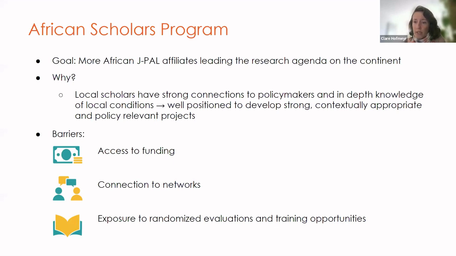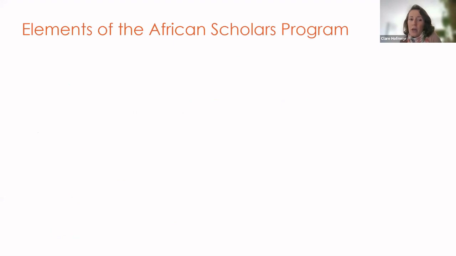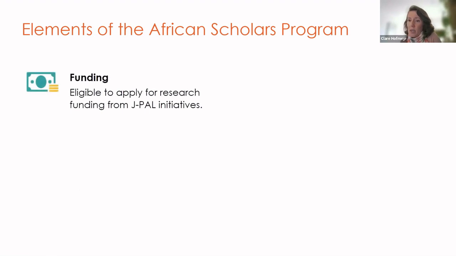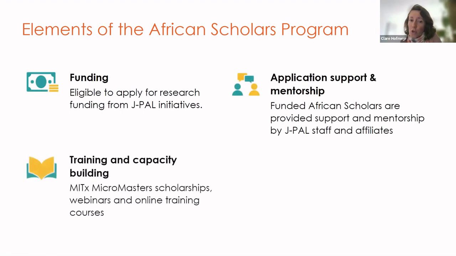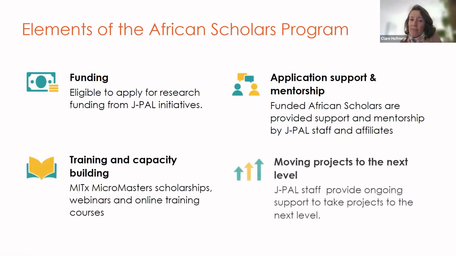In 2021, August of this year, the Jobs and Opportunity Initiative, or JOI, became the second JPAL initiative to incorporate the African Scholars Program. I'll say more about both of these initiatives in a little bit. But just to note, we want to grow the number of initiatives with an African Scholars component over the coming years. So our African Scholars Program has 4 key elements, which I'll go into more detail in the coming slides. These are funding, application support and mentorship, training and capacity building, and finally moving projects to the next level.